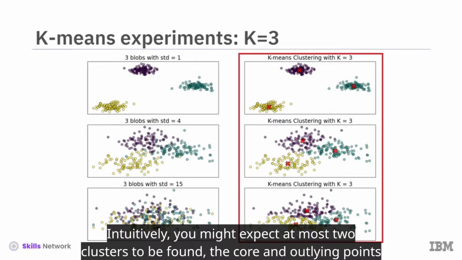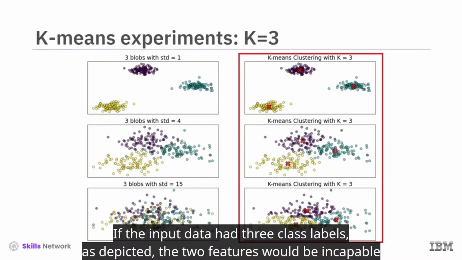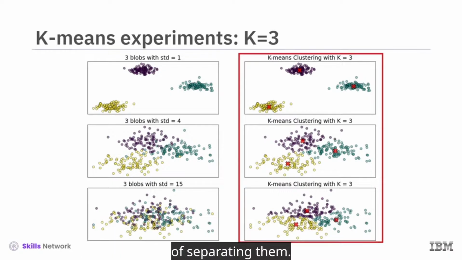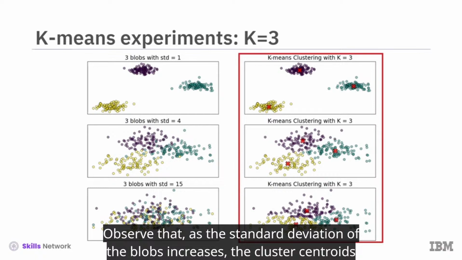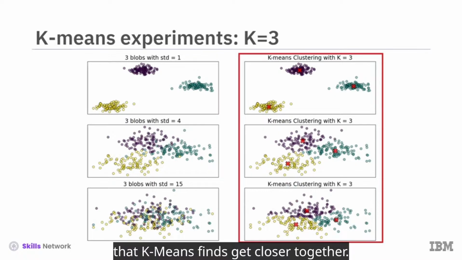Intuitively, you might expect at most 2 clusters to be found, the core and outlying points. If the input data had 3 class labels as depicted, the 2 features would be incapable of separating them. More features would be needed to accomplish this separation. Observe that, as the standard deviation of the blobs increases, the cluster centroids that k-means finds get closer together.